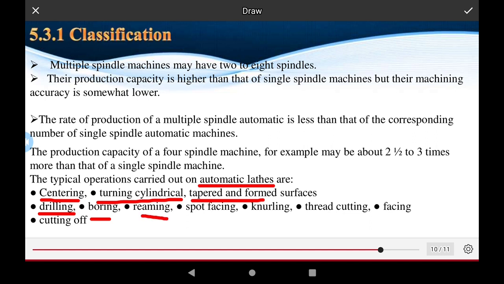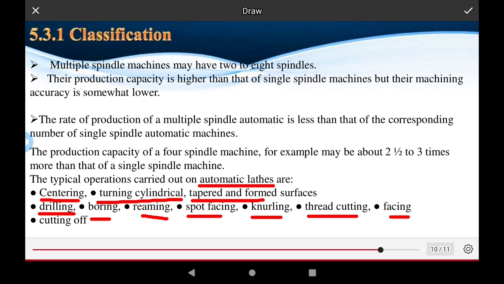Reaming operation is a small operation, removing a very small amount of material on the workpiece and the surface of the workpiece. Spot facing is also a very small manufacturing operation. Knurling is the operation that makes a design on the surface of the workpiece. And the thread cutting operation is a manufacturing operation that makes a thread on the surface of the workpiece.